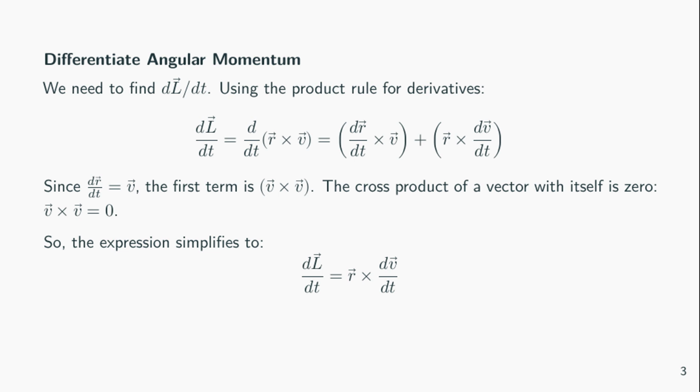This simplifies our expression for d vector L by dt significantly. It becomes just vector r cross the derivative of vector v with respect to time, or vector r cross d vector v by dt.